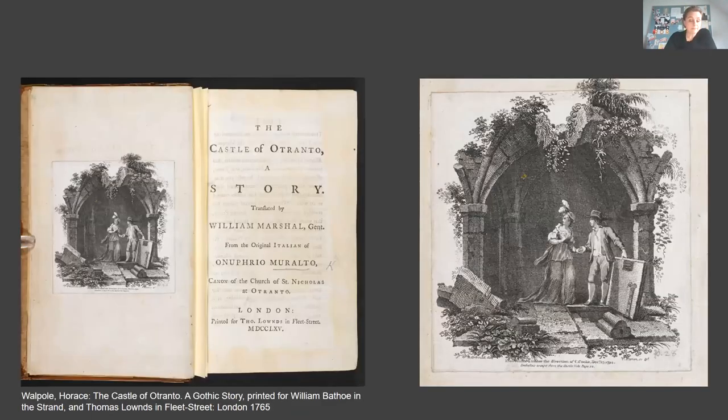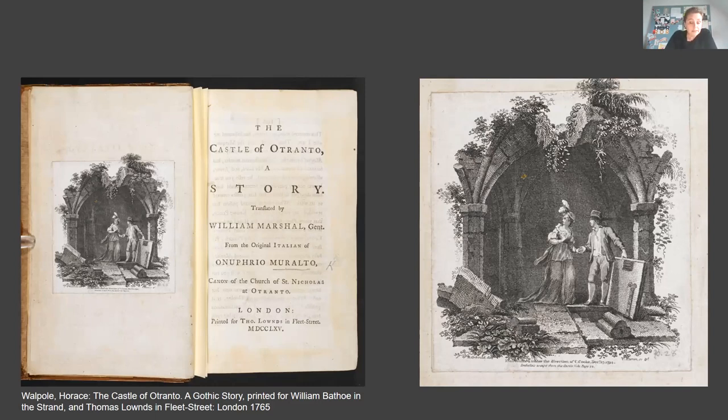A prominent example to stress the appreciation of the illustration is this edition of The Castle of Otranto, which belonged to none other than Horace Walpole, the author of The Castle of Otranto himself. And as I would guess, a constant in your lectures. He of course owned a first edition, and in his copy from 1765, we find this beautiful vignette.